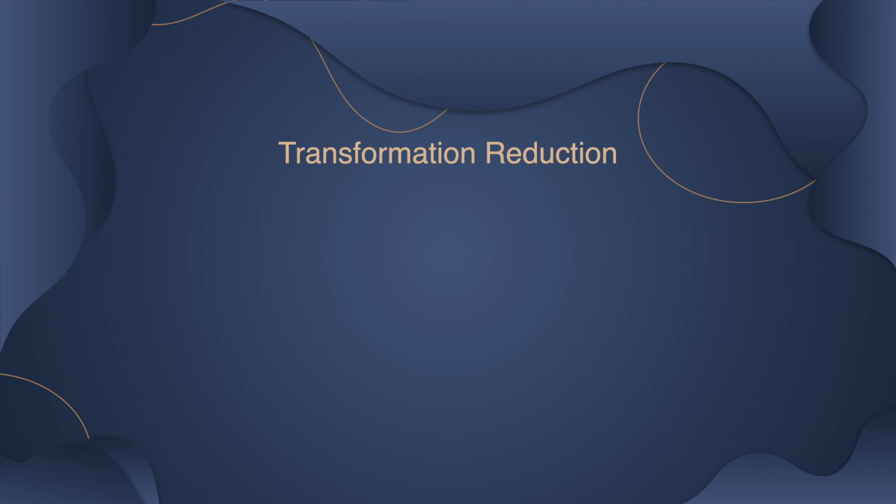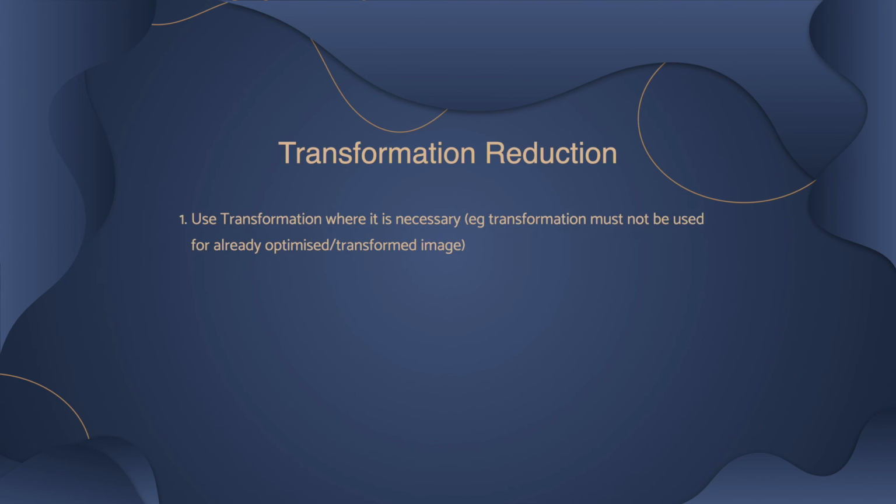Now, transformation reduction. Use transformation where it is required. Let's say if an image is already optimized, then unnecessarily using transformation will not help us reduce the size. So in that case we can say transformation is unnecessary. So use transformation wherever it is required. Use resizing on the client side wherever it is possible.